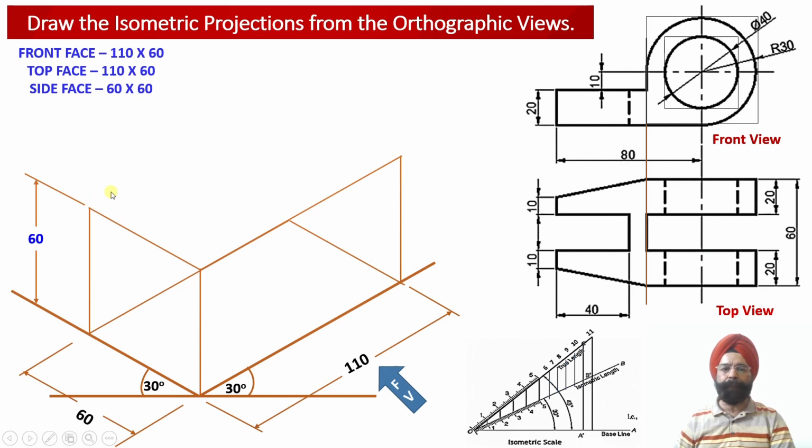Now in order to complete the top face of the solid, another couple of isometric lines need to be drawn over here. One isometric line we have to start from this point parallel to the z-axis, and this isometric projection line measuring 110 millimeter needs to be drawn over here. Another isometric projector line parallel to the x-axis, measuring 60 millimeter, needs to be drawn over here.